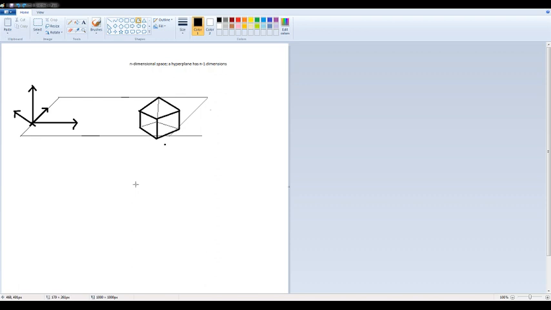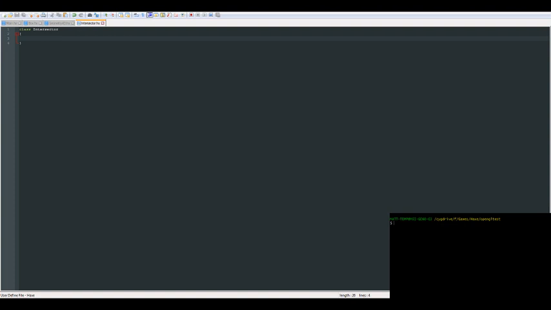Alright, so what you're gonna do is the exact same thing from 4D to 3D. We're gonna just take our good old tetrahedra and slice them in 3D.